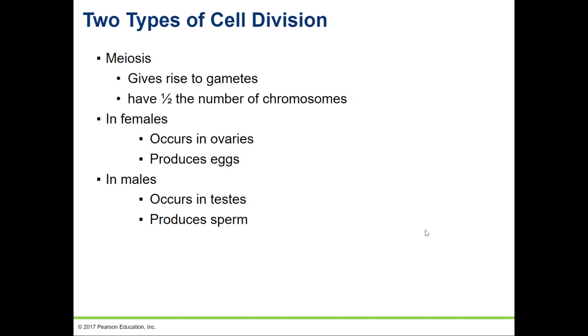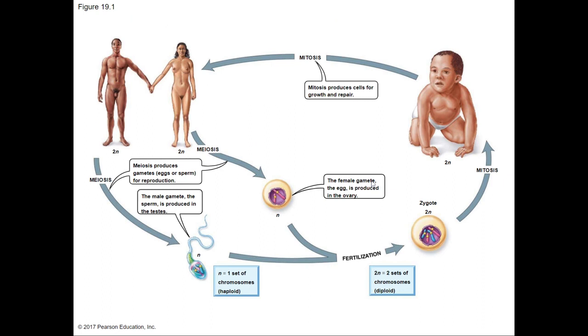This is what we just talked about. In meiosis, we produce gametes that have half the number of chromosomes. In females, this occurs in the ovaries, producing eggs, and in males, it occurs in the testes, producing sperm. Again, looking at the overall life cycle.